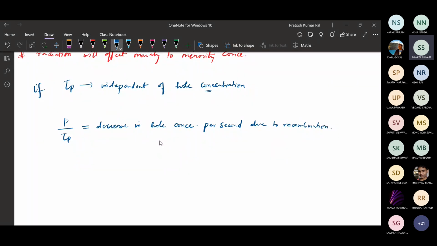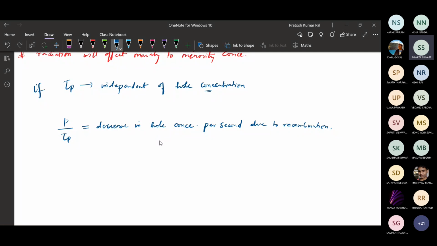Okay, so p was the total hole concentration, and it is going to decrease per second, so that will be like one hole is available for tau p time period. So in 1 second, p by tau p amount of holes will be disappearing or going for the recombination. Okay, that means this amount of holes will be decreasing per second.